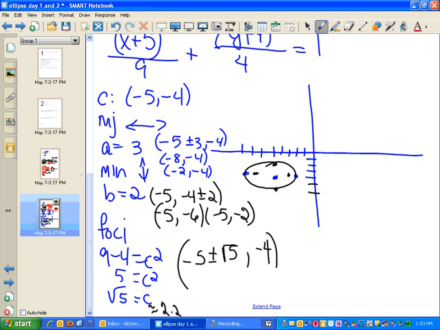Need to go over that a little more? So you've got to keep asking yourself, if I'm moving left and right, then I'm adding it to the x. If I'm moving up and down, then I'm going to add that value to the y. You just keep asking yourself that stuff. Okay? Ellipse day 2.